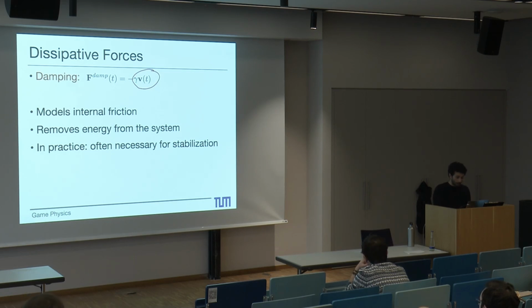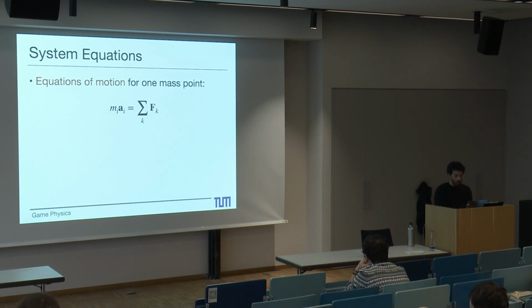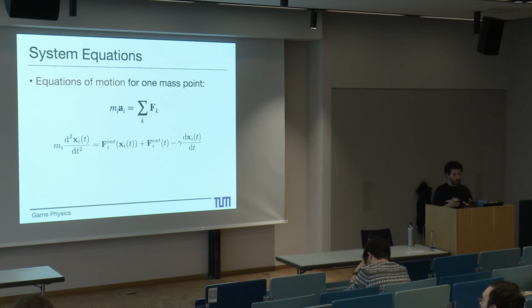And in general, what we get from a single point is an equation that looks like this. So the acceleration of an individual point is equal to the sum of all the forces acting on that point. And if we put together all the elements that we have seen in the previous cases, we get something like this. So this equation is just gathering together all the things that we have seen before, and now we're going to go through each and every term.